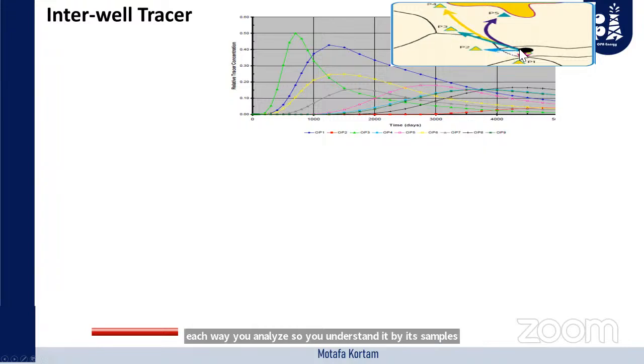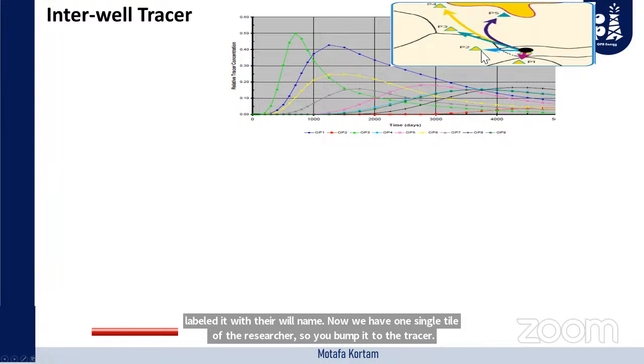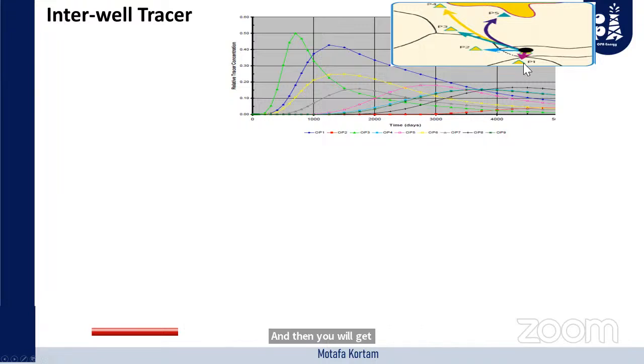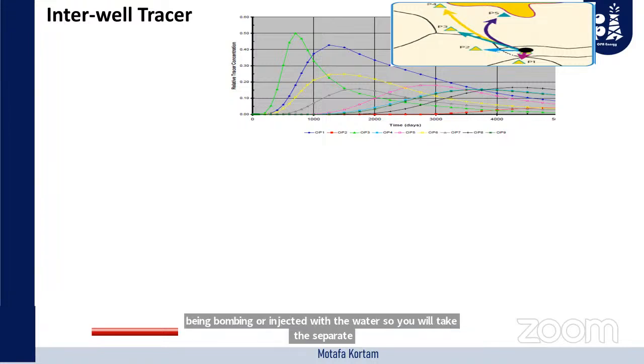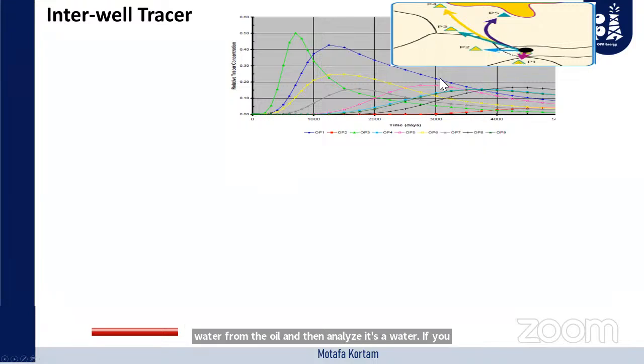Now we have one single type of tracer, so you pump it, and then you get in each well the produced oil and water. Taking the water itself, because the tracer is being injected with the water, you take the water separately from the oil and then analyze the water. If the tracer is being received, we plot the concentration, and it usually has this profile, or may follow this profile.